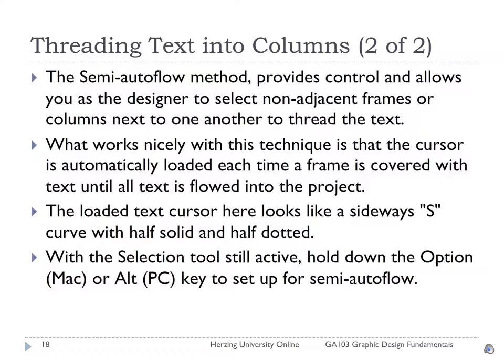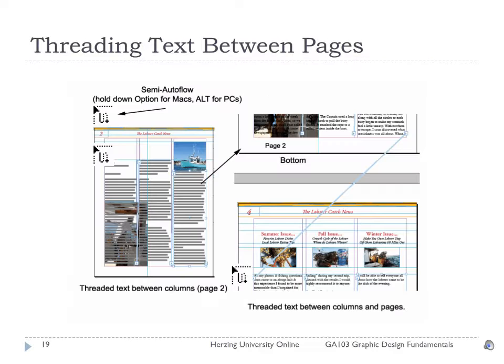With the selection tool still active, hold down the Option key on a Mac or Alt key on a PC to set up semi-autoflow. Here you see how threading text can be accomplished. It takes a few tries as you have to get the cursor just in the right place, so be patient.